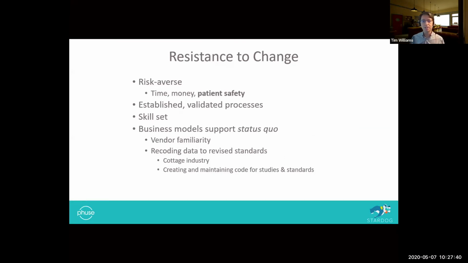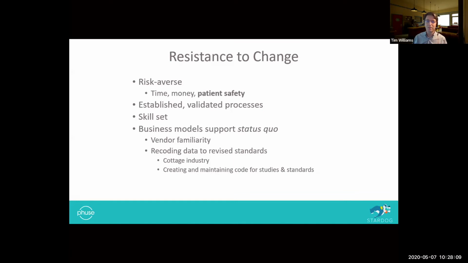Our biggest challenge is not the technology. There are many complex factors at play. As an industry, we are risk averse when time, money, and patient safety are involved. We have established, validated processes that can be costly to change. Our teams would need to learn and hire new skill sets. Our business models support the status quo. We have a comfort level with familiar legacy vendors. They are not going to tell us to change when we keep giving them money.